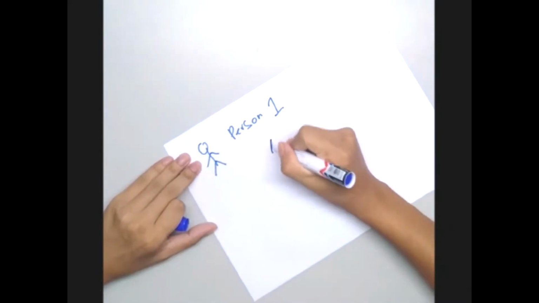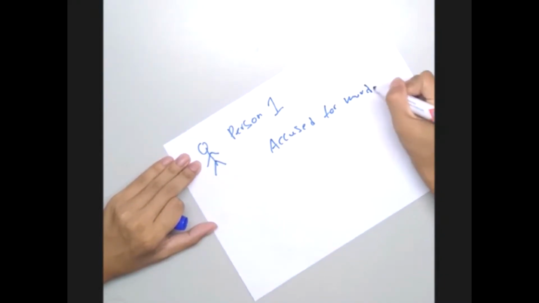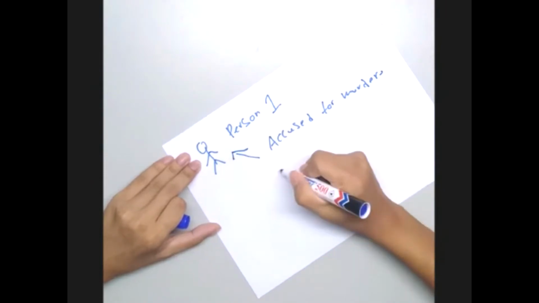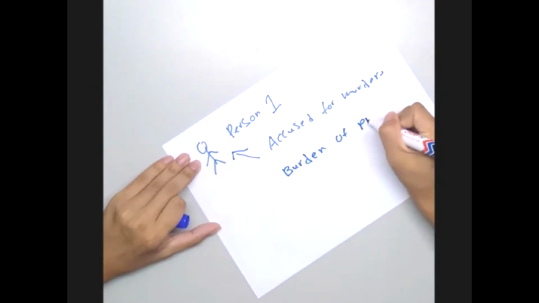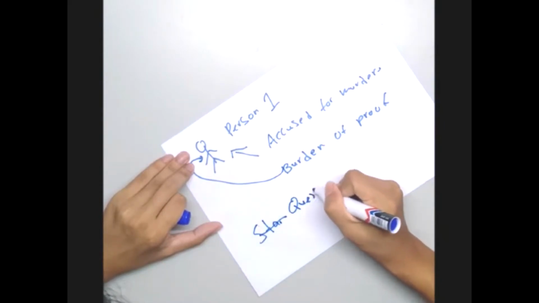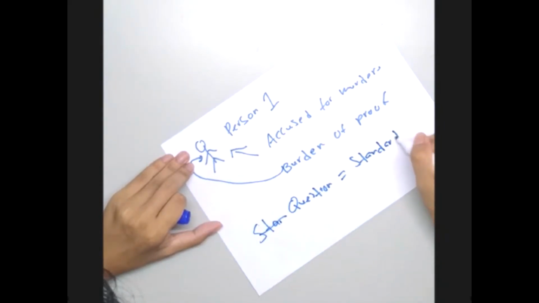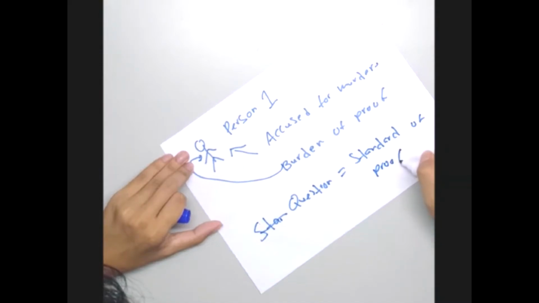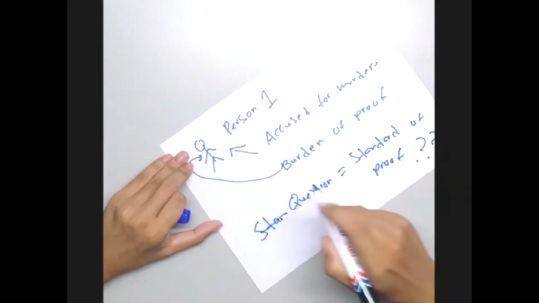As we know, standard of proof is after we have considered who has the burden of proof, we have to consider what standard is required to discharge the burden. For example, in this case a person is accused of murder, and then the question is, what is the standard of proof that we have to use? Sorry if my drawing is not that good.